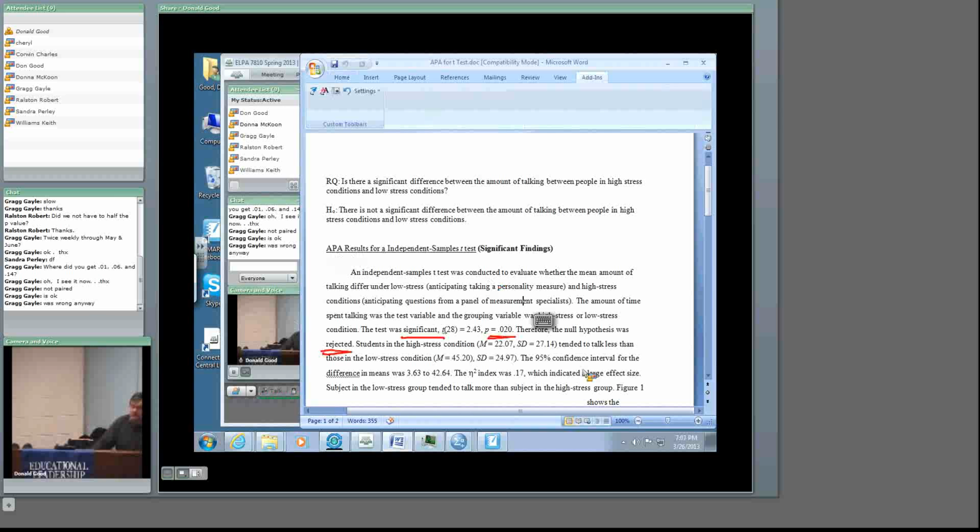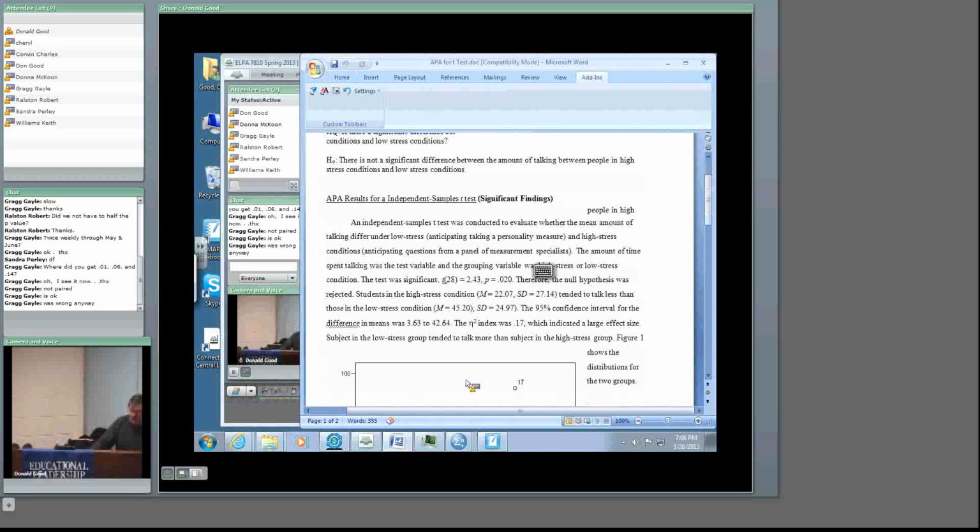So again, you report if it's small, medium, or large. And here's the plain English sentence. Students in the low stress group tend to talk more than students in the high stress group. And we show that with a box plot.